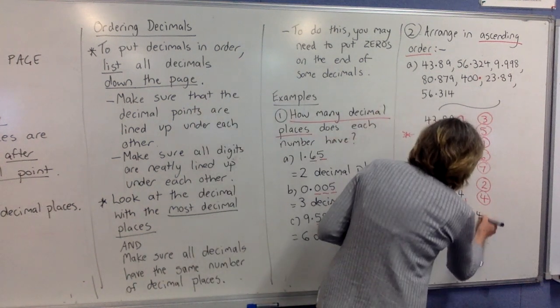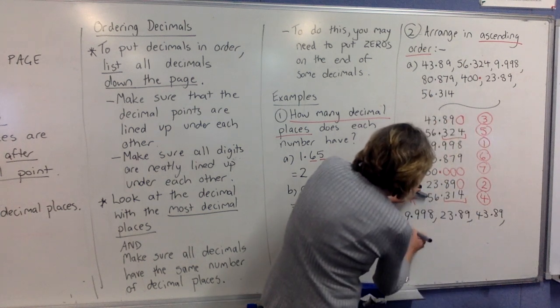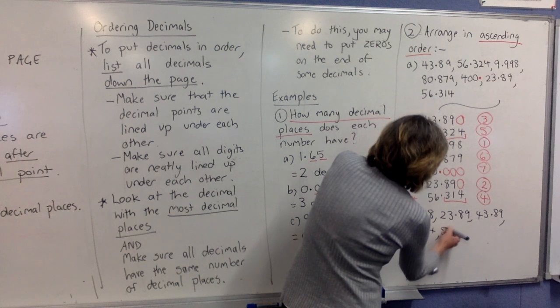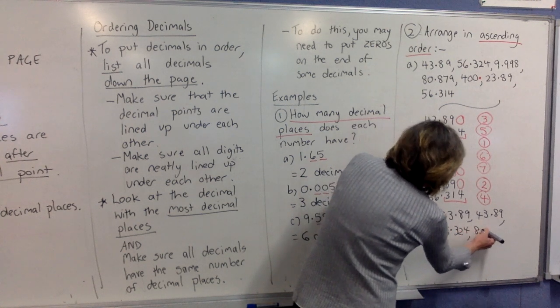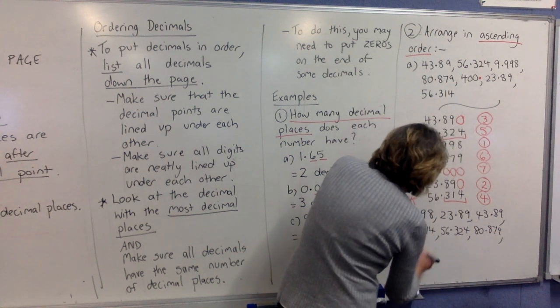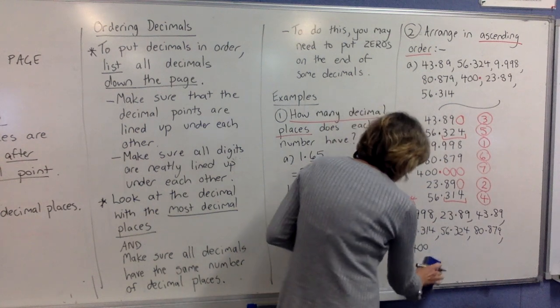Number 3, number 4, number 5, number 6, number 7, which was just 400, and that's the end of it.